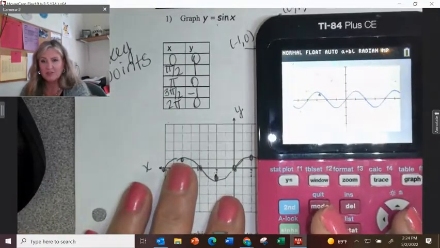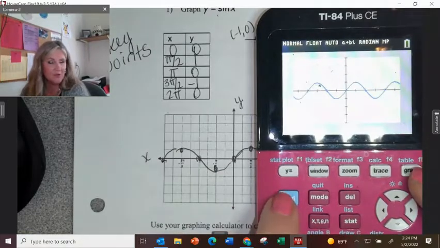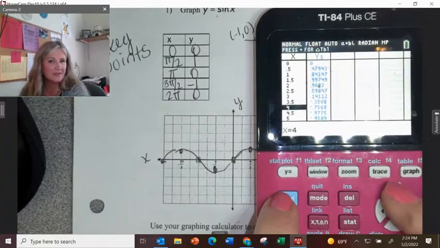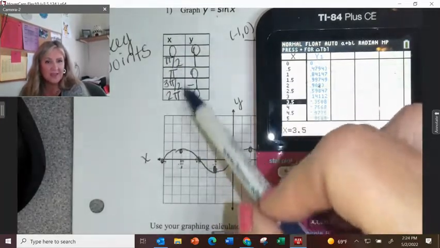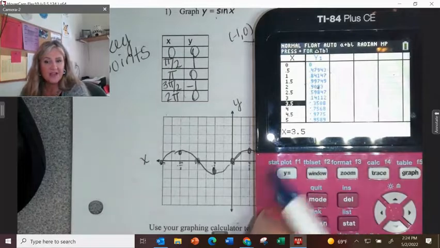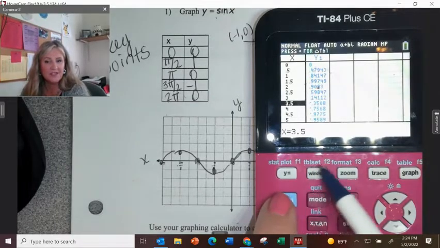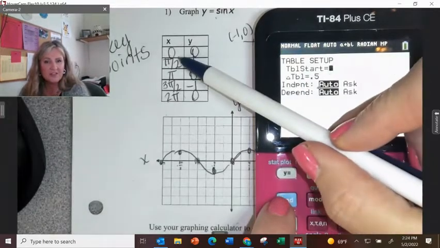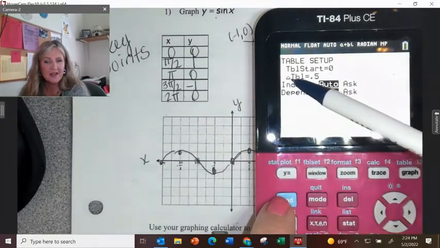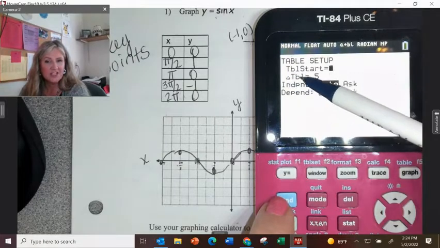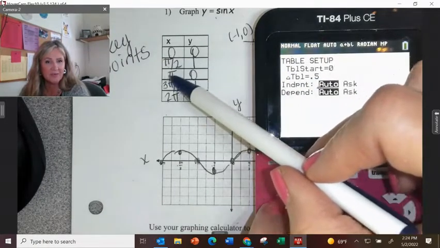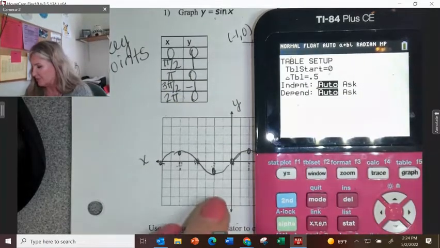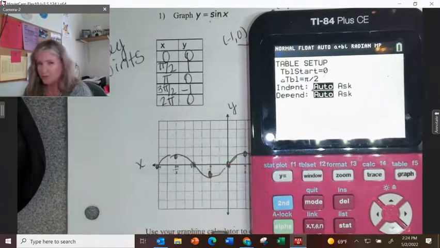Now, I also want you to be able to look for the 5 key points under table. If you look at your table right now, it's probably not going to look right. These are the 5 key points that we came up with. To fix it, go to second window to get to your table set. Our table is starting at 0. Delta means change. So what's the change in our table for the x's? How much are we going up by every time? We're going to make our delta table be pi divided by 2.